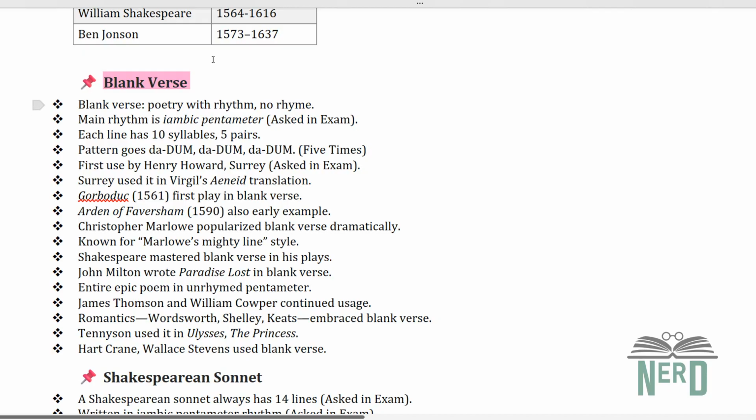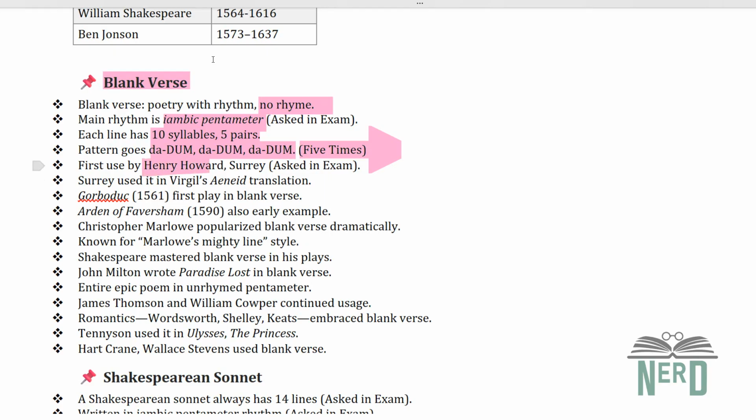Alright, at its core, blank verse is poetry with a steady rhythm but no rhyme. Think of it like music that keeps a strong beat, but the lines don't end with rhyming words. Now, the heartbeat of blank verse is iambic pentameter. This is a quite frequently asked question in your exam. That's a fancy way of saying each line has 10 syllables divided into 5 pairs, unstressed followed by stressed. So it sounds like da-dum, da-dum, da-dum, da-dum, da-dum. 5 times means penta. Can you hear that steady rhythm? That's what gives blank verse its natural, almost conversational flow.